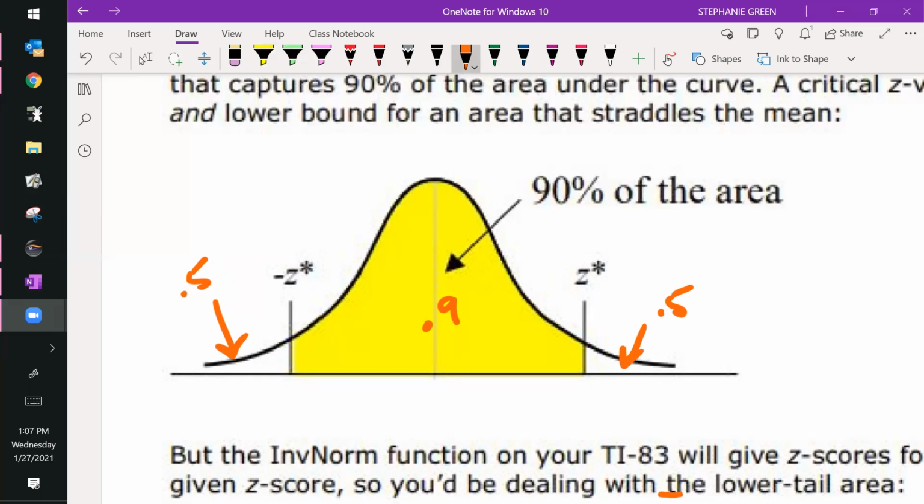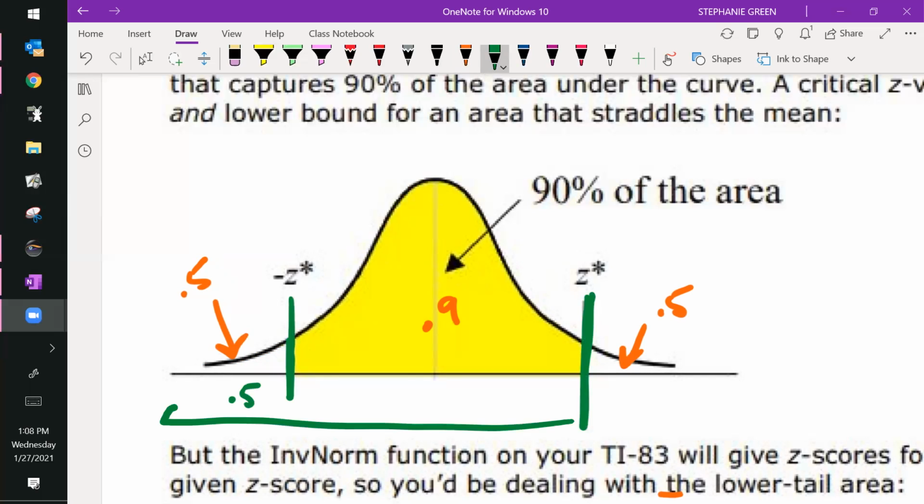So when I look at my table, this negative Z star here will have 0.05 of the data below it. And this positive Z star over here will have 0.95 of the data below it. So I can look for either one here. They should be the same number, one positive, one negative. So let's look for both. Let's see what Z star corresponds to 0.05 and what Z star corresponds to 0.95. They should just be opposites.